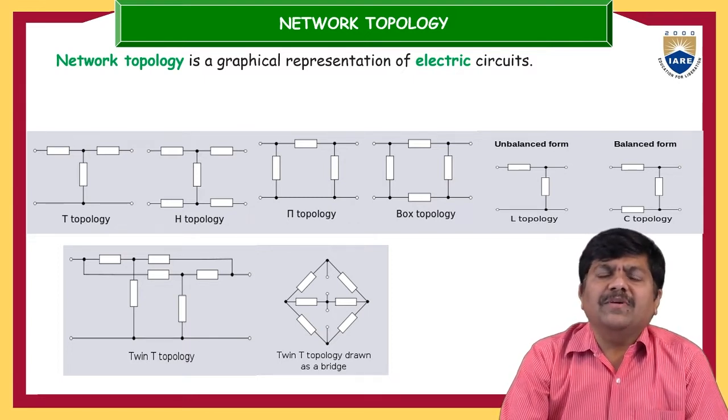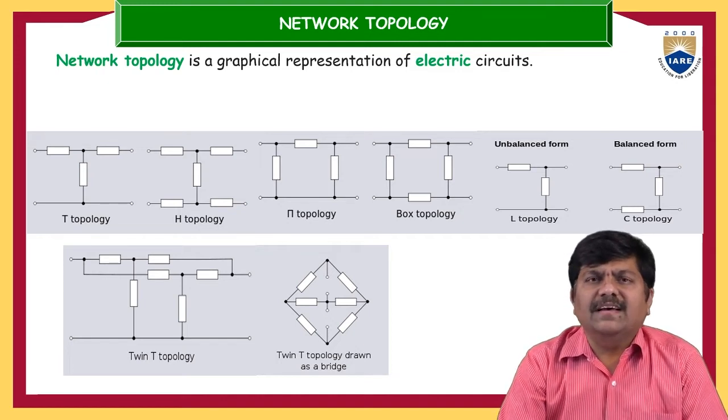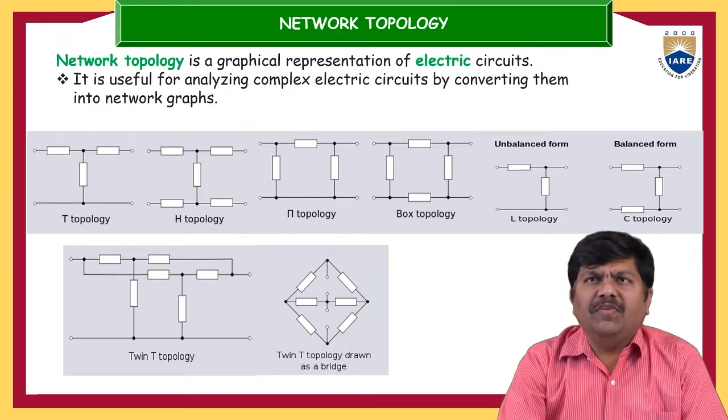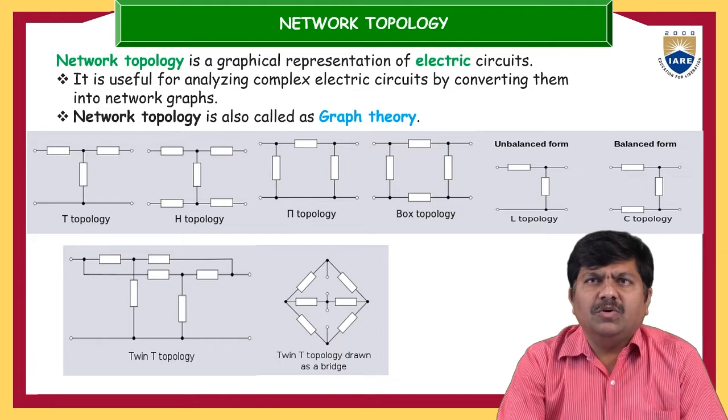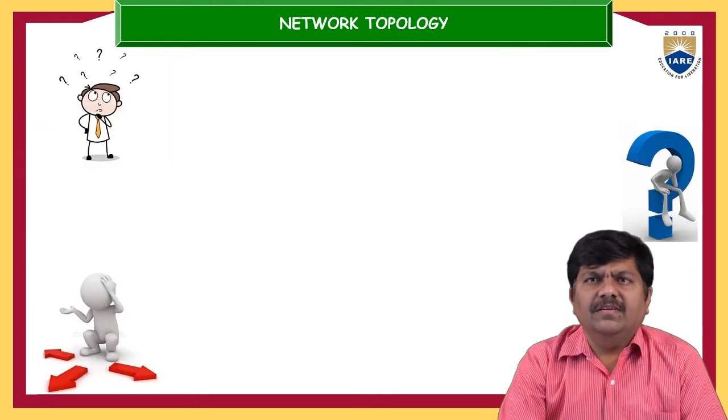That topology can be done in various forms. That is, there are various types of topology shapes. Based on the geometrical arrangement of the topology shapes, we can say T topology, C topology, H topology, pi topology, box type of topology, twin T topologies, etcetera. It is useful for analyzing complex electrical circuits by converting them into equivalent network graphs. So network topology is sometimes also called graph theory.